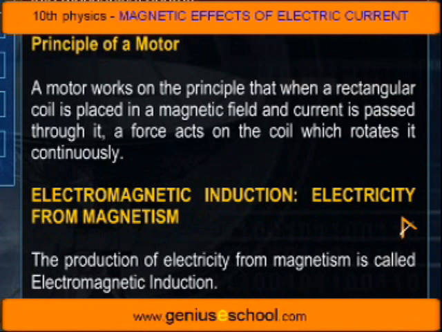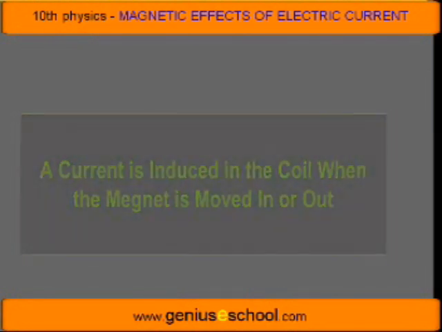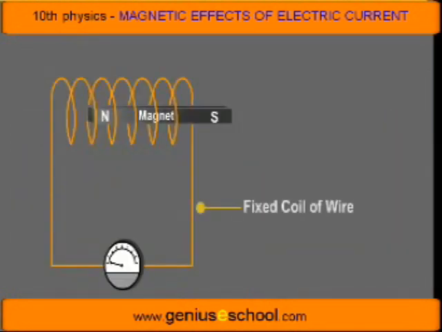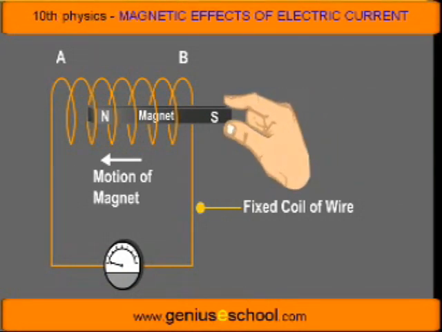Electromagnetic induction. Electricity from magnetism. Current is produced in the coil when the magnet is moved in or out. We have a fixed coil of wire AB. The two ends of the coil are connected to a current detecting instrument called a galvanometer.